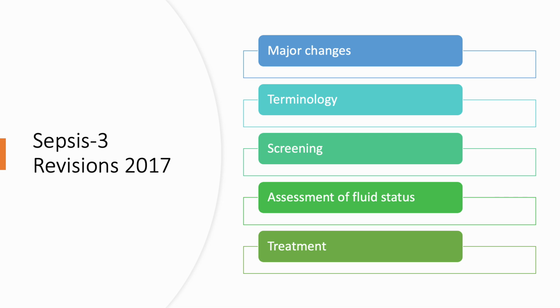Treatment was also updated. Early goal-directed therapy emphasizes timely fluid resuscitation, vasopressor use, and broad-spectrum antibiotics within the first hour of diagnosis. Vasopressors are administered to maintain MAP greater than 65 if fluids alone are insufficient. Again, broad-spectrum antibiotics are administered early, ideally within 1 hour. Don't forget to check your cultures first. And then lactate normalization is a key target for resuscitation.